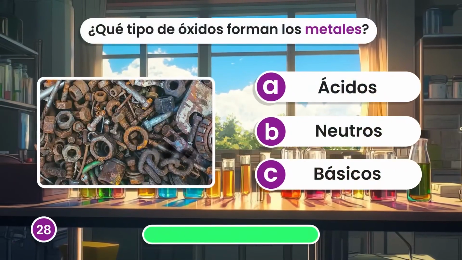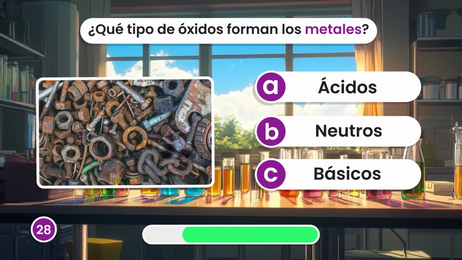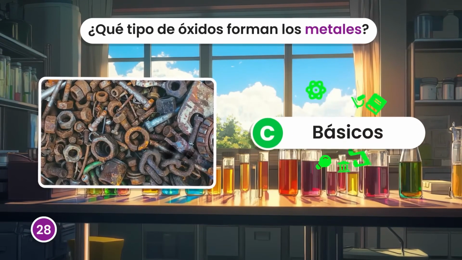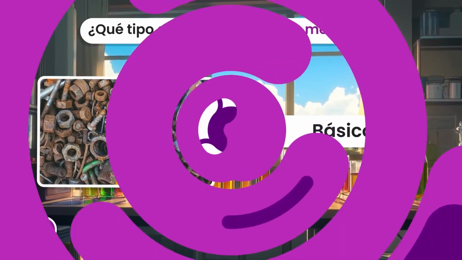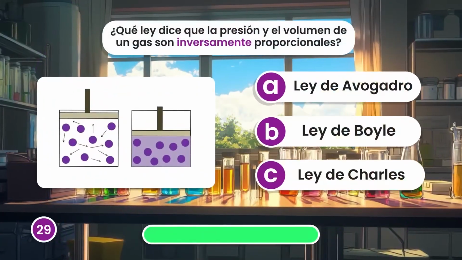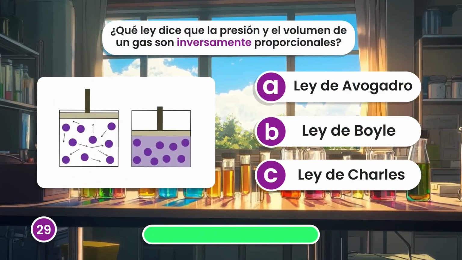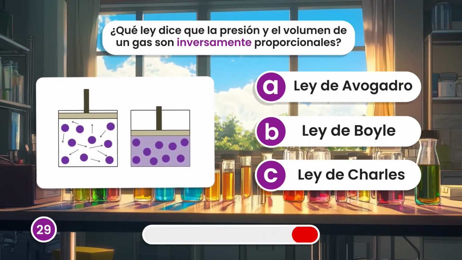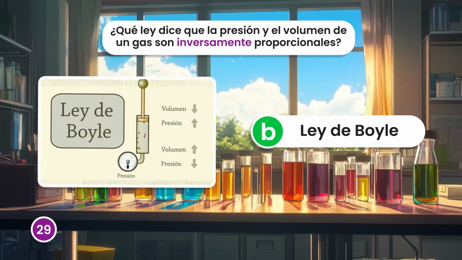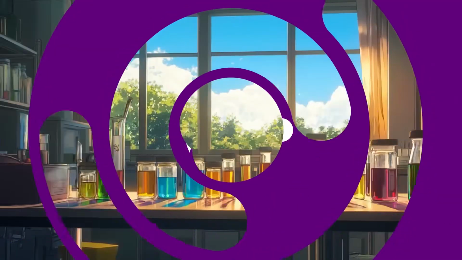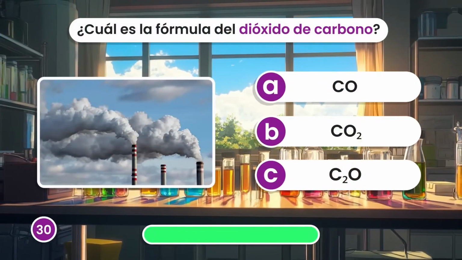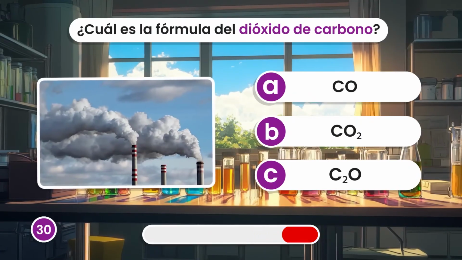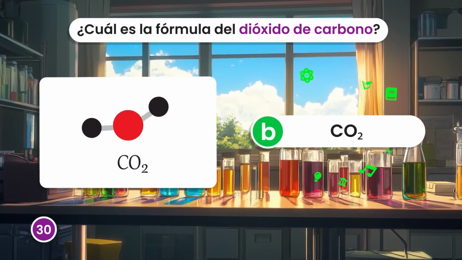What type of oxides do metals form? Basic oxides? It says that the pressure and volume of a gas are inversely proportional. Boyle's law? What is the formula for carbon dioxide? Carbon dioxide, too.